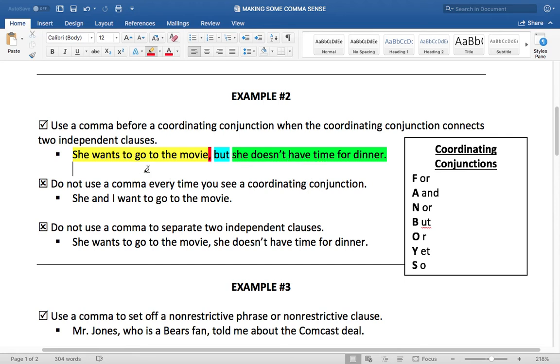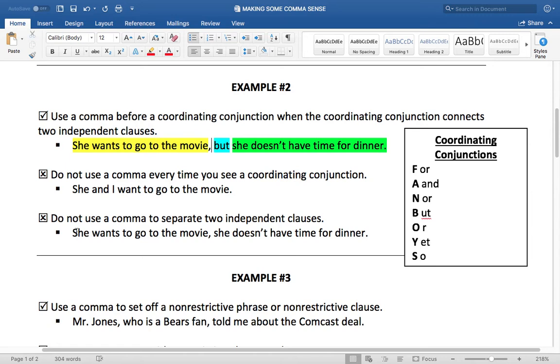In this case, what's highlighted in yellow and what's highlighted in green can both stand alone on their own. Both of those could be sentences. They both have a subject and a verb. Because they are conjoined by this coordinating conjunction, we use a comma and then the coordinating conjunction. Where I see some error is sometimes I see students doing this. You never put the comma after the coordinating conjunction. So we're going to go ahead and undo that. They're right back here.